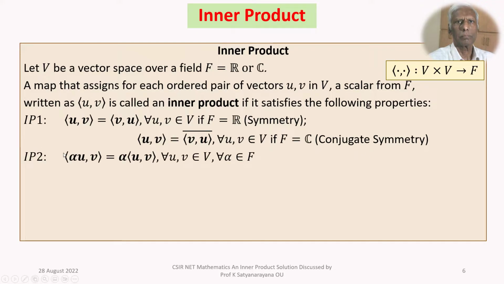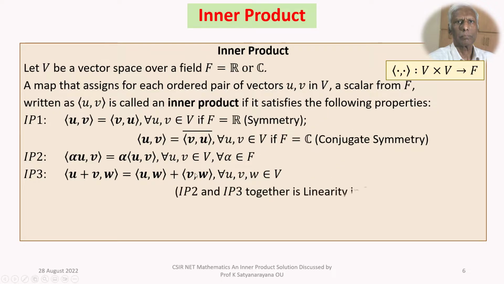IP2 is bracket alpha times the vector u comma v is equal to alpha times bracket u comma v for all u, v belonging to V and for all alpha belonging to F. IP3: bracket u plus v comma w is equal to bracket u comma w plus bracket v comma w for all u, v, w belonging to V. These two properties, IP2 and IP3 together, are the linearity in the first slot. The scalar alpha should be there in the first slot only, then only this is true.